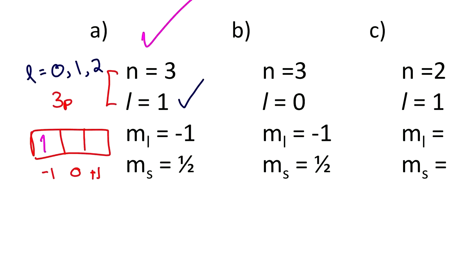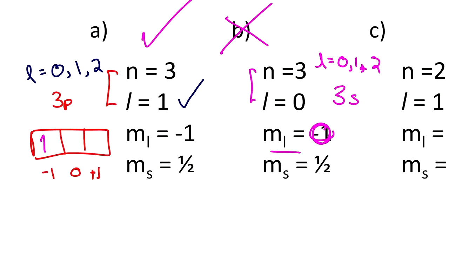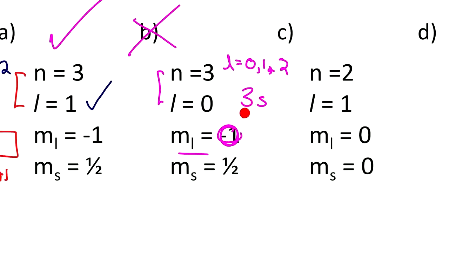Okay, let's look at the next one. n of 3 again, so our possible L's are the same: 0, 1, and 2. L is 0 this time, so what subshell is this called? 3s. Can a 3s have an orientation of -1? No. What should it be? 0, yeah. That's how we could make it correct. So B is not correct. How many boxes would this 3s orbital have? Just 1, and if it was correct with that 0, it would look like that. But that orientation is not -1; it has to be 0.